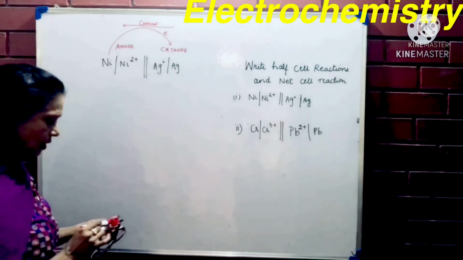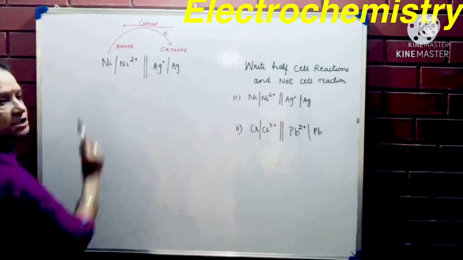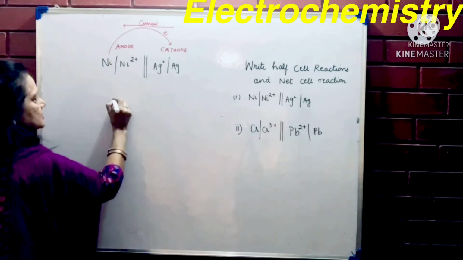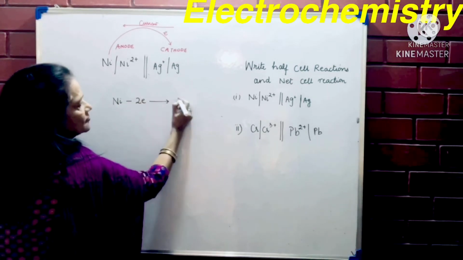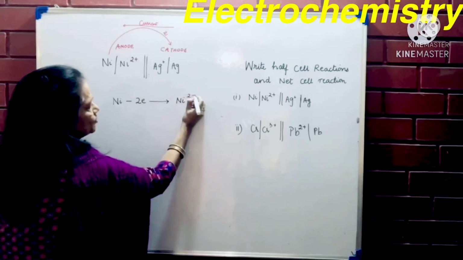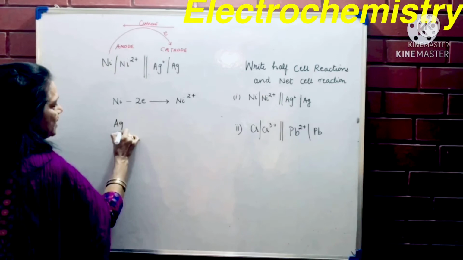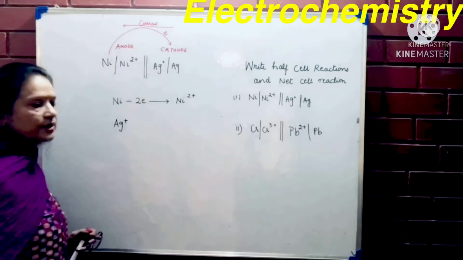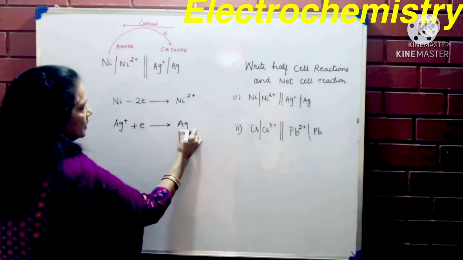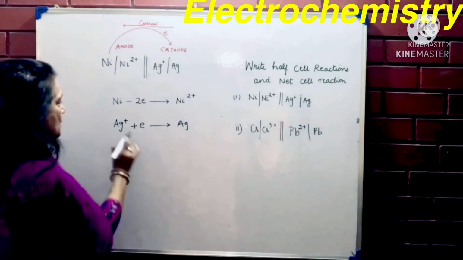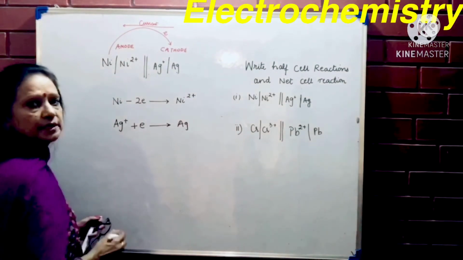Right? So now when we are writing half cell reactions, nickel has to be changed into nickel 2 plus ions. So I'll say nickel minus 2 electrons gives nickel 2 plus ions, right? This one is starting from Ag plus, I want to change into Ag. So it is going to gain electron and become Ag, right? Whatever is the charge here, that much negative charge you will give here to make it neutral.